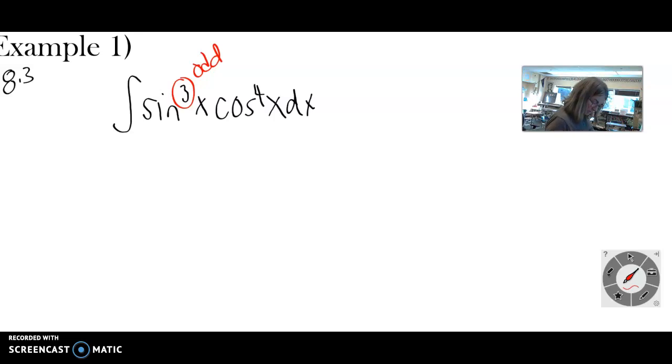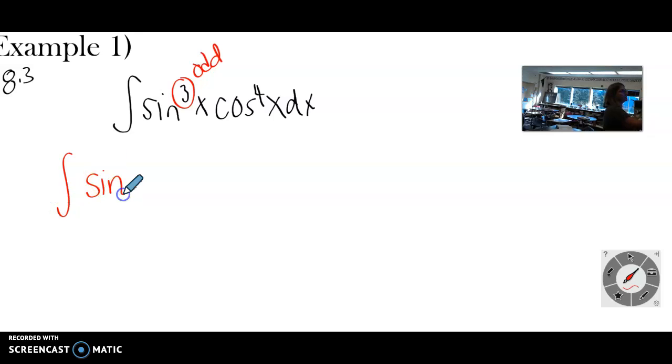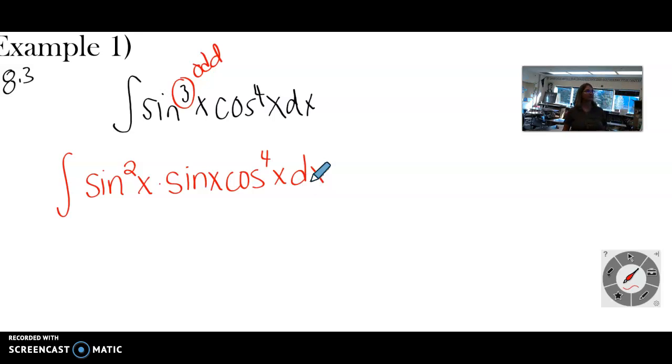So the degree of the sine is odd, so we're going to convert to cosines, and we can rewrite sine to the third power as sine squared x times sine of x, cosine to the fourth x. All I did was, if I take sine squared x times another sine of x, that's sine cubed, so I haven't changed anything yet.